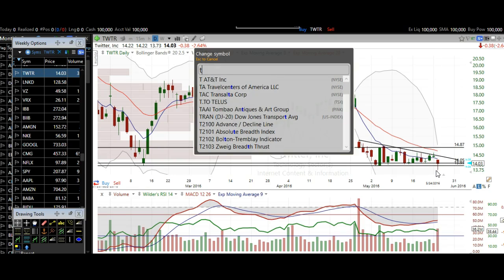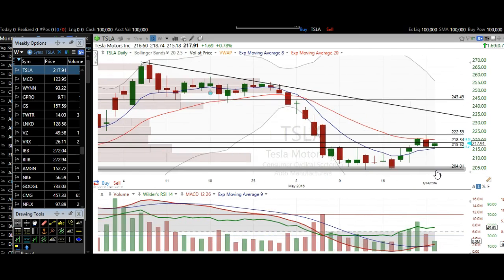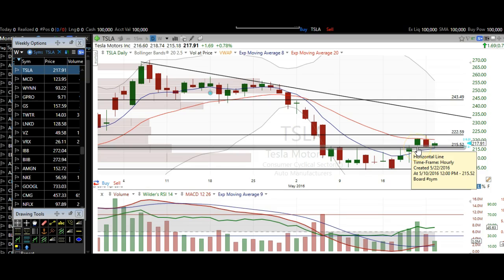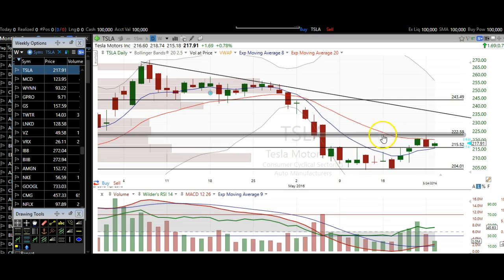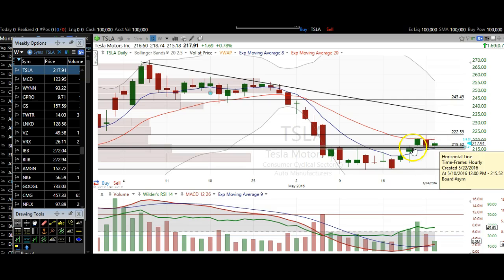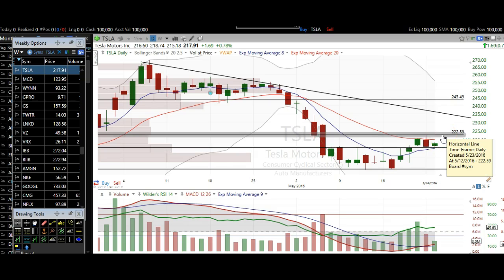Next, I want to cover Tesla. So Tesla here, let me delete that. Tesla here, as long as we hold 215, and I think we will, we're going to head higher here on Tesla. As you can see, it was resistance here, here, here, here, and here. So now that we broke over it, it's now support. So Tesla most likely headed higher. We've got support at 215, resistance at about 222. And I'm bullish here on Tesla, up until it hits that resistance up here at about 235 or so.